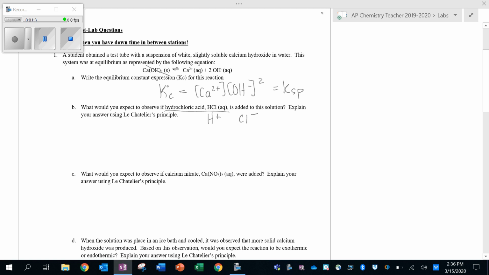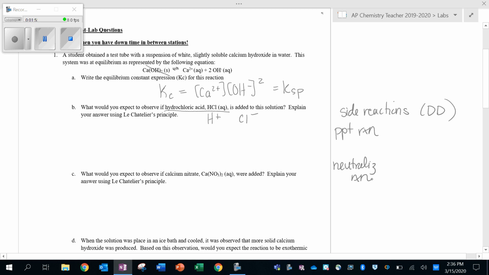Then you want to keep an eye out for other side reactions that can happen. There are two main side reactions that you want to look out for. These are both double displacement reactions, if you remember from Unit 4. One of those is a precipitation reaction. The other one is a neutralization reaction.